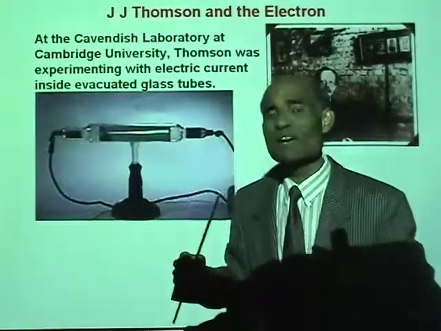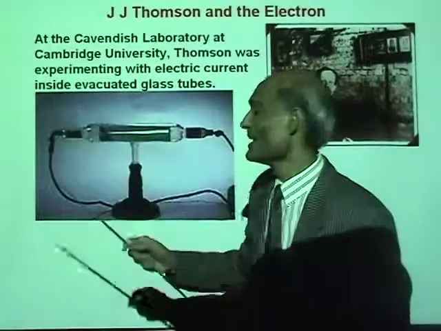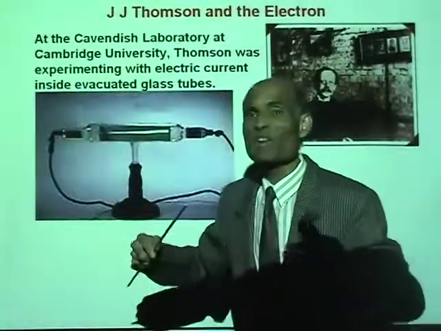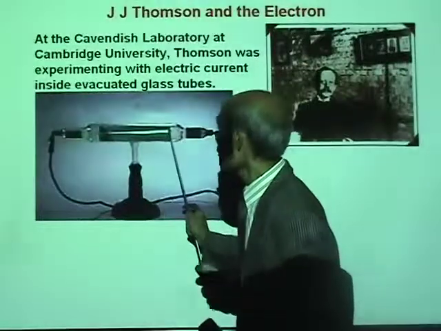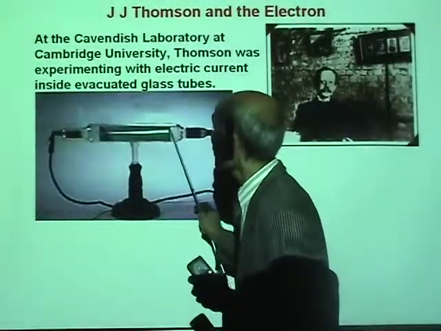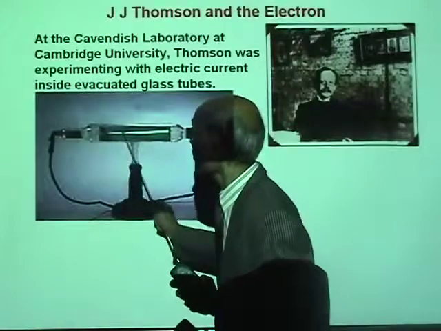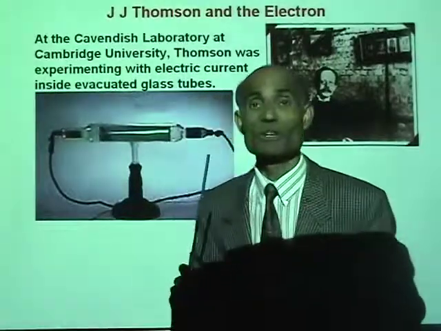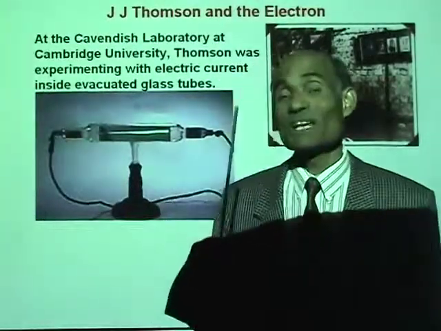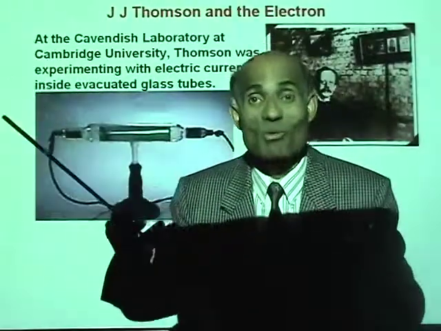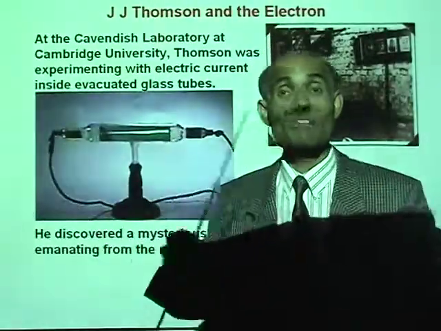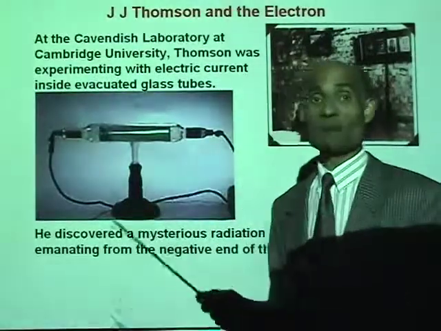Actually, the negative end is called the cathode and the positive end is called the anode. You don't need to worry about these names. So Thomson noticed a glow from the cathode to the anode. Well, you see, when a scientist notices something new, they want to discover more about it. What is it? Can we find out something more about it?